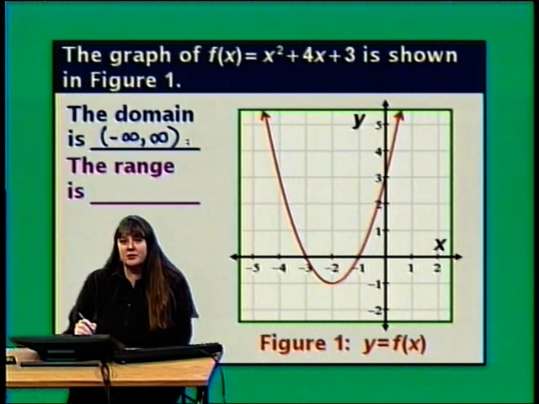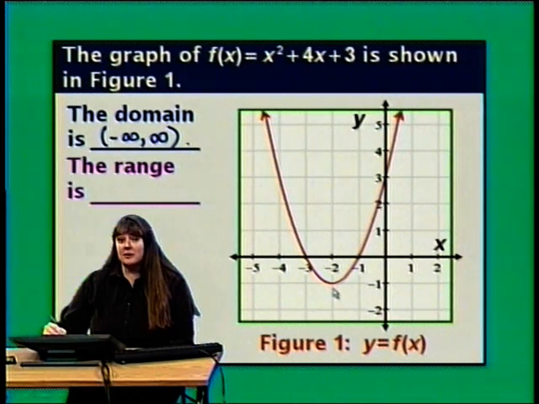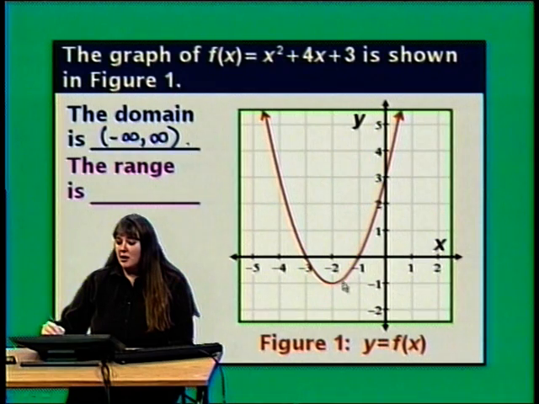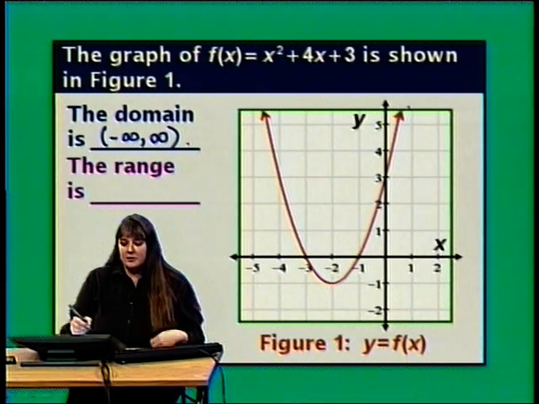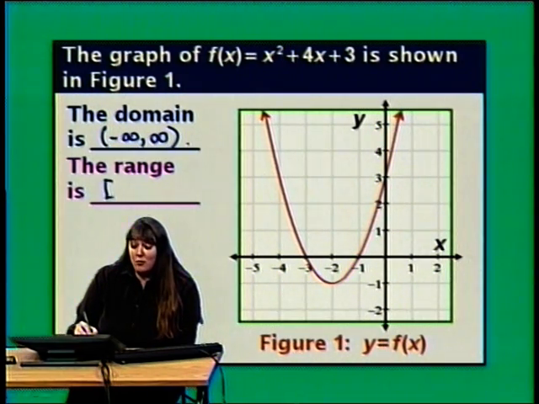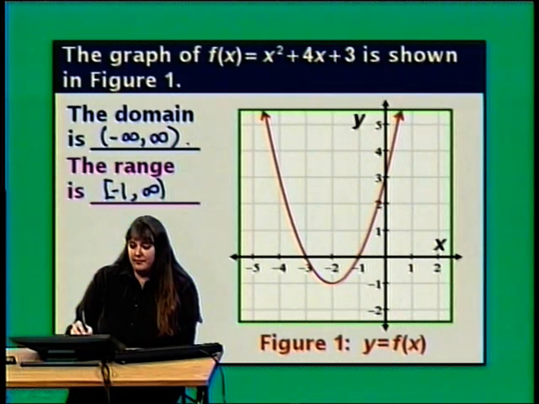What about the range? Well, this is a little bit trickier. Now we're looking for our output values, so our y values. When we look at our graph, we see that this parabola has a lowest point. We don't have any y values below negative 1. The y values do continue to go upwards though, so we do get all of the positive y values. In interval notation, we would write negative 1 included, so I use a square bracket, to infinity.